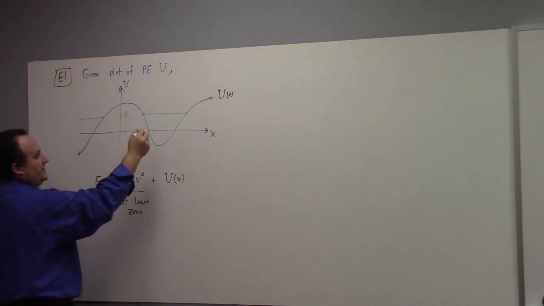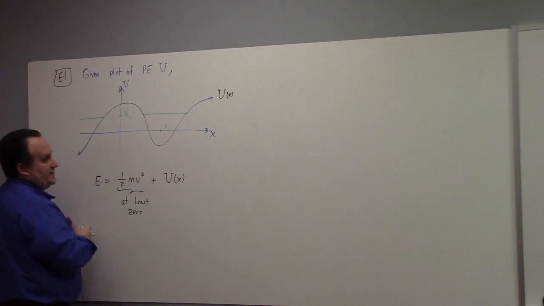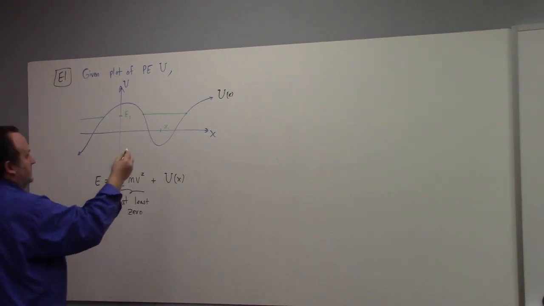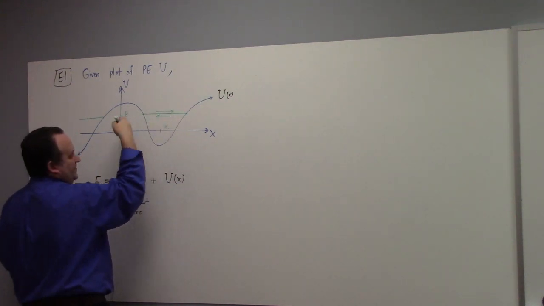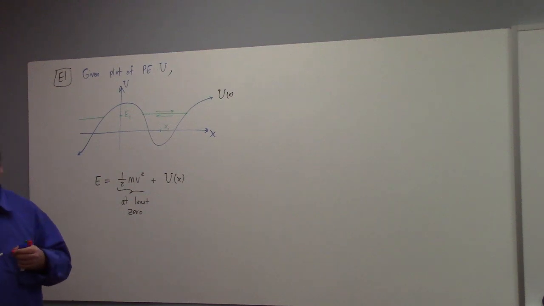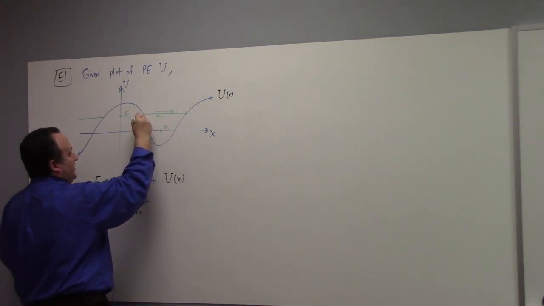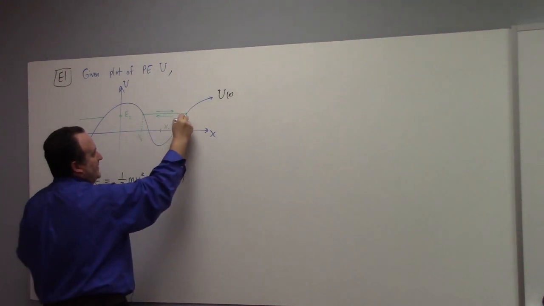So if your initial position was, say, right here, at x1, what would happen with your motion? You'd be stuck in what's called a potential well. Your motion would just be going back and forth, stuck between these two bounding positions. This would be, say, x2. Basically, you'd be stuck between x2 and x3.